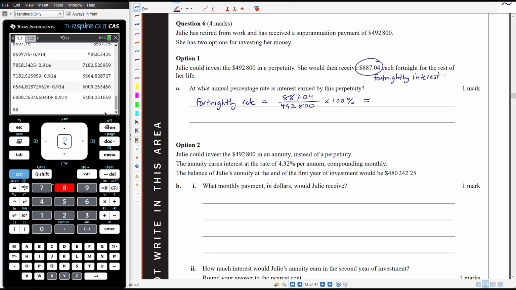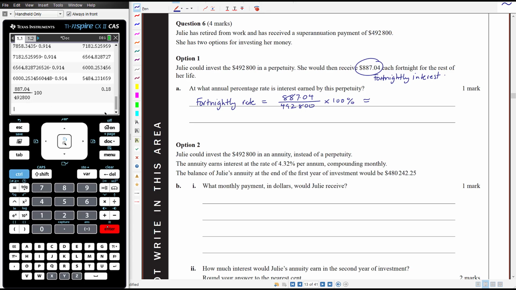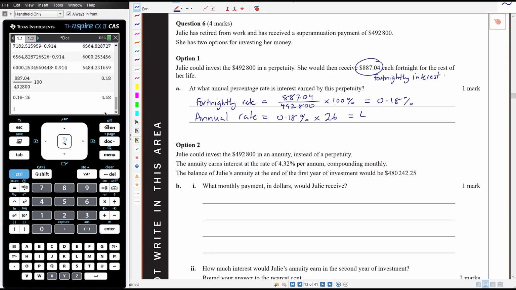So let's do that. 887.04 divided by 492,800 times by 100. Okay, so that is not approximately equal to, it actually equals 0.18%. And so then the annual rate is going to be 0.18% multiplied by, so there's 26 fortnights in a year, and so that is 4.68% per annum.